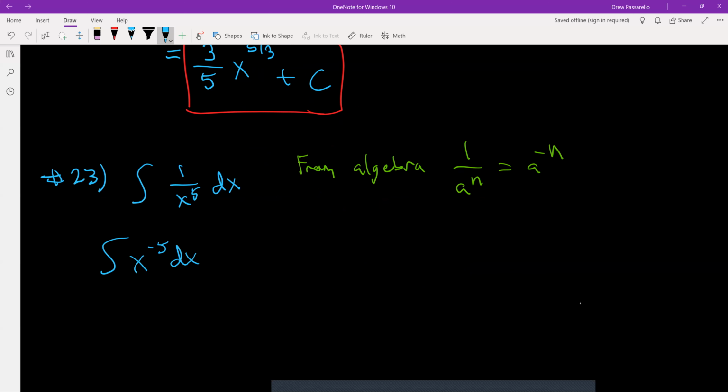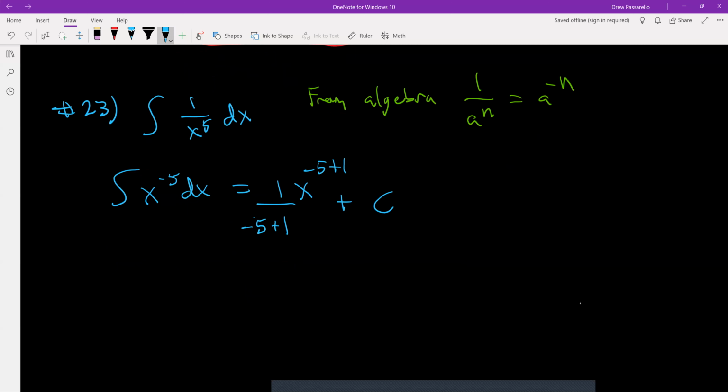And then apply that formula where we add 1 to its exponent. So it would be x to the negative 5 plus 1, and then over that same value, 1 divided by negative 5 plus 1, and then plus constant of integration. That's going to be x to the negative 4th, and then we're dividing by negative 4. So it would be 1 over negative 4, x to the negative 4th, and then plus c.